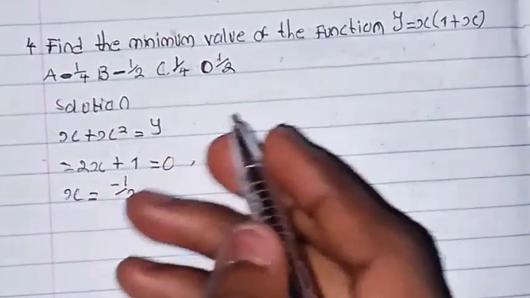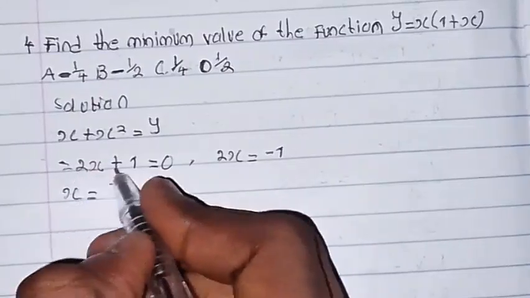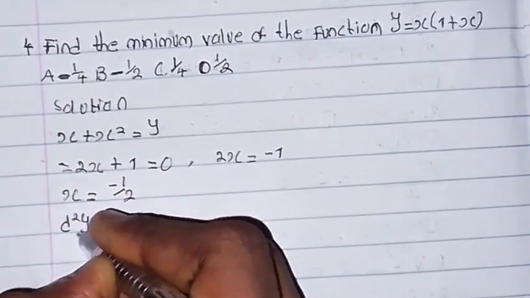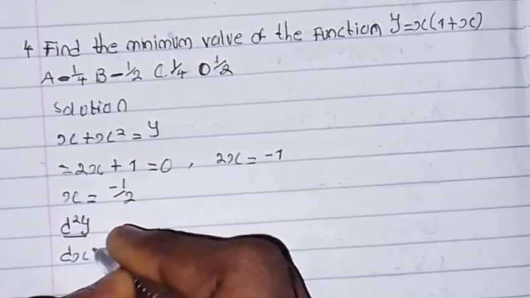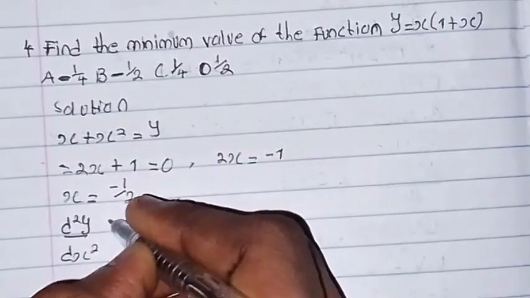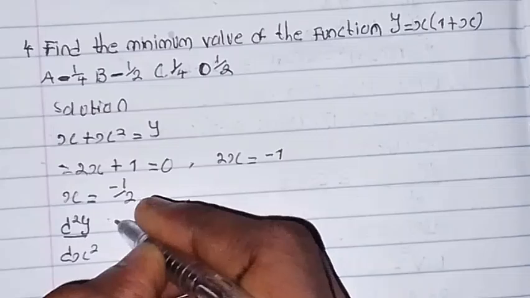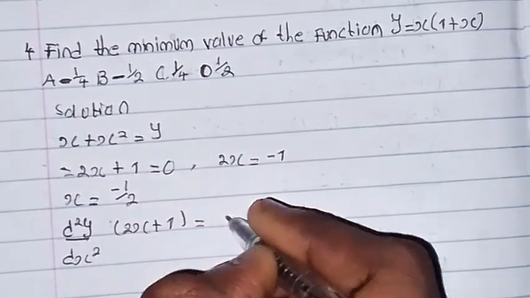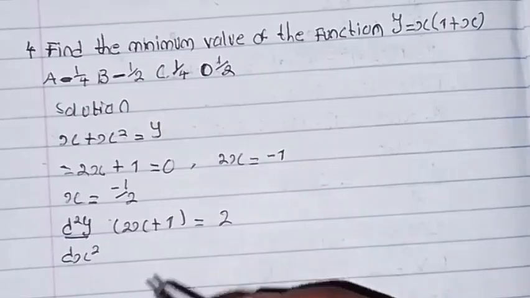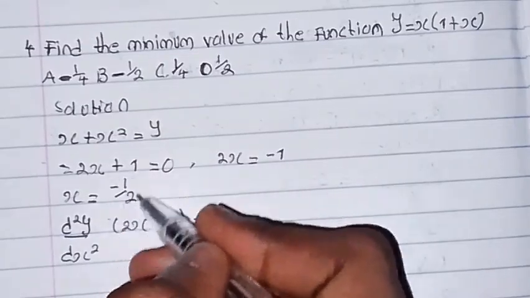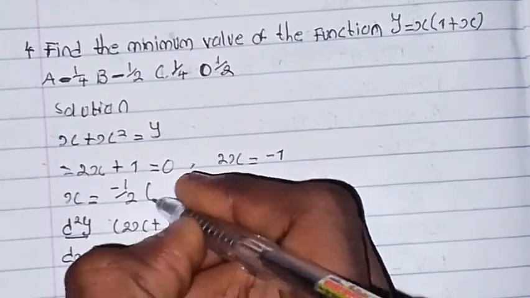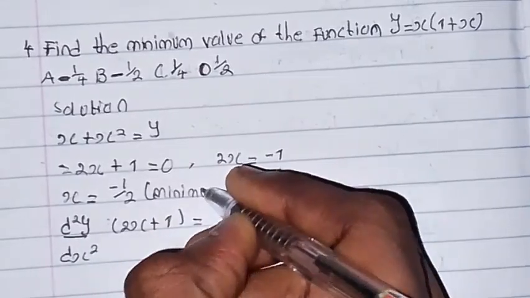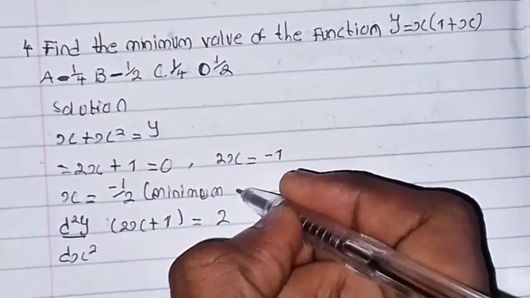Alright, so to check the turning point, we'll find the second derivative of this. So remember, the second derivative is d squared y over dx squared, of 2x plus 1, the derivative of 2x plus 1. So this is equivalent to 2. So 2 is greater than 0, so meaning that minus half is our minimum point, and we use it to get our minimum value.